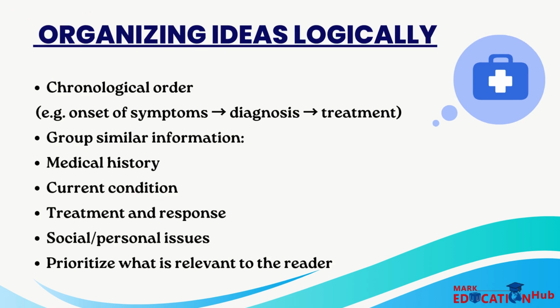Organizing your ideas logically is key to writing clear and effective body paragraphs in your OET letter. Start by using chronological order where appropriate. Begin with the onset of symptoms, move to the diagnosis, and then explain the treatment and response. Group similar types of information together, such as medical history, current condition, and any relevant social or personal issues. This makes your letter easier to follow. Most importantly, always prioritize what matters most to the reader, whether it's a GP, specialist, or caregiver, so they get the exact information they need at the right time.